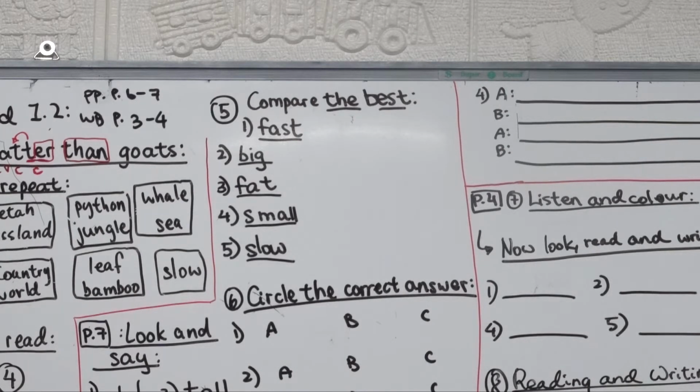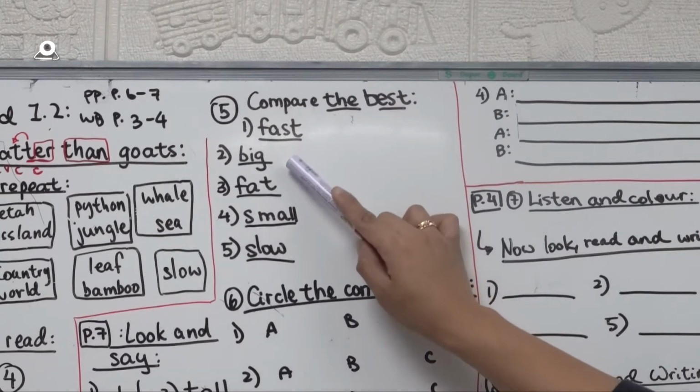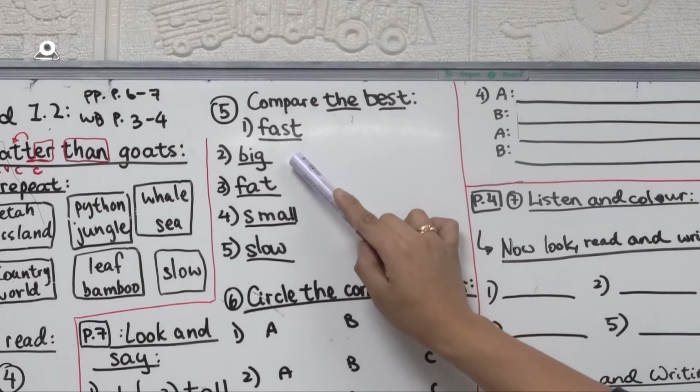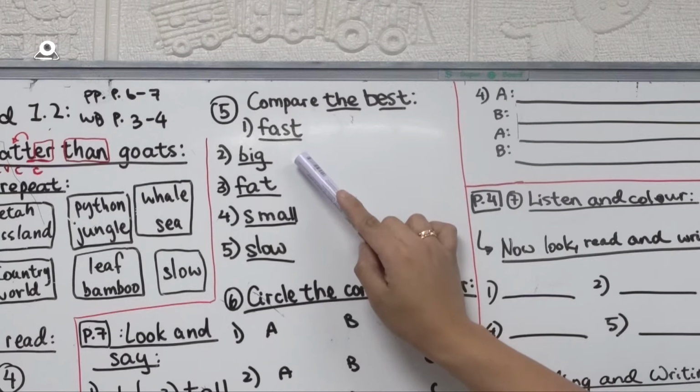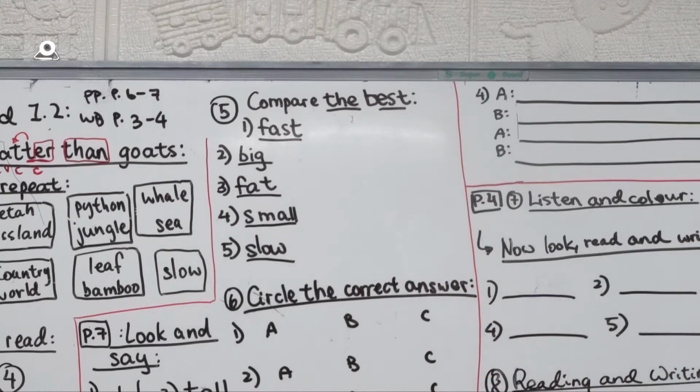So what about the second one? Big. We have whale, dolphin, and crocodile. What's the biggest? Whale. Which one? Whale. Okay, so how do we make the sentence? The whale is the biggest of the 3. Don't forget the biggest, okay?